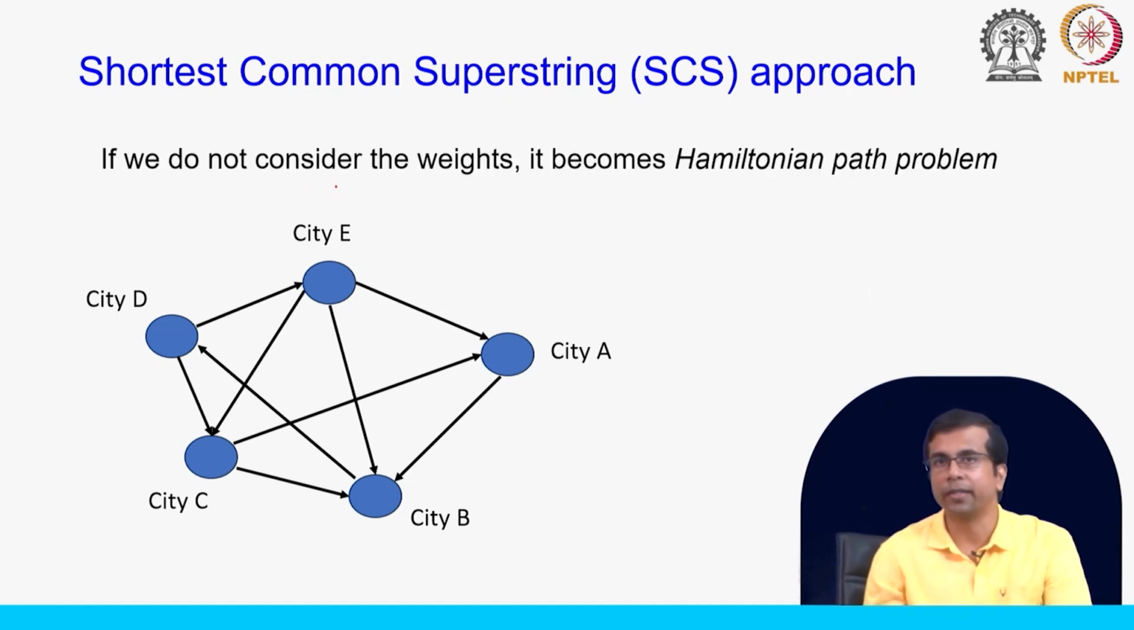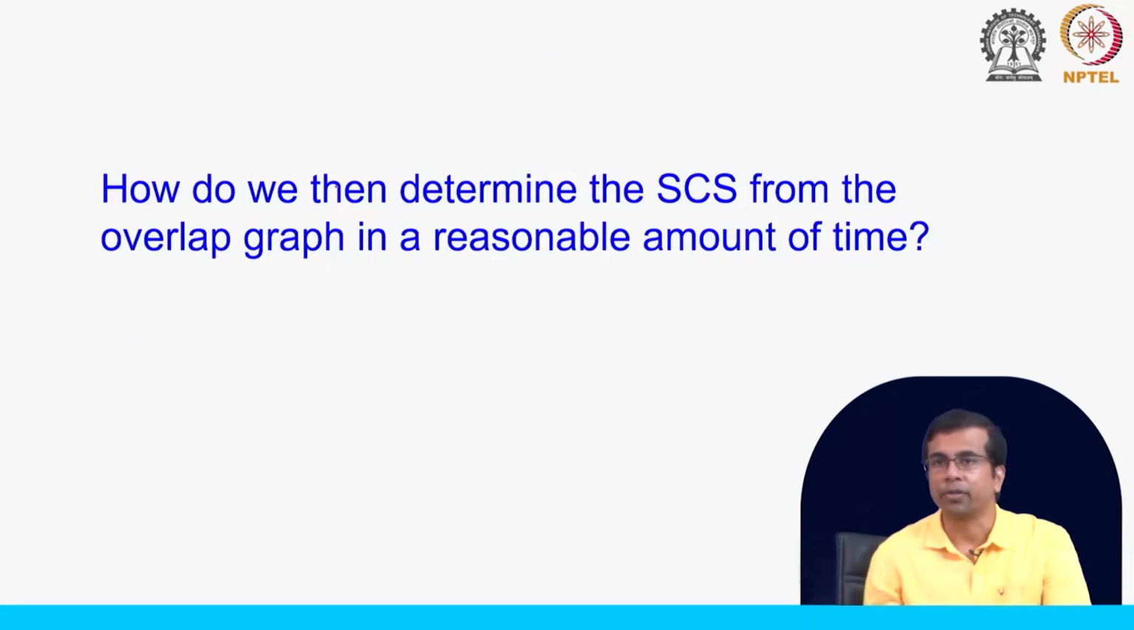We can simplify this. If we do not consider the weights, and we just want to travel through every city exactly once, you can find these solutions; there are multiple ways to do this. Then it becomes something called a Hamiltonian path problem. Again, this is a famous problem in computer science, and it is known to be NP complete. We are not going into the details of NP hard or NP complete. What it means is that it will take a long time as we add more nodes to the graph. So the shortest common superstring approach is going to be quite time consuming as we have more nodes in the graph.